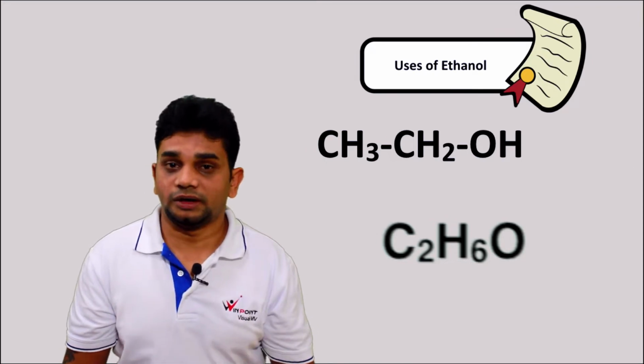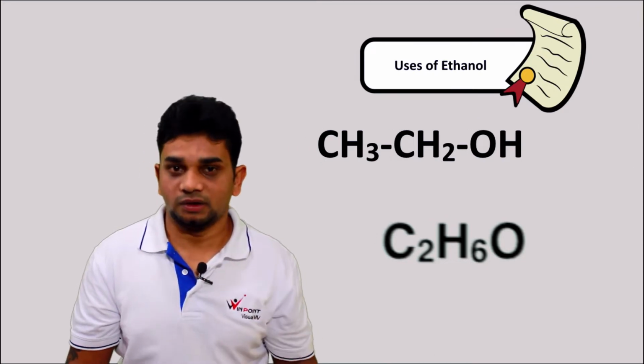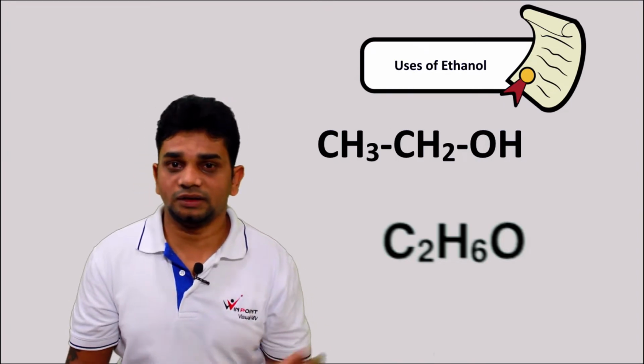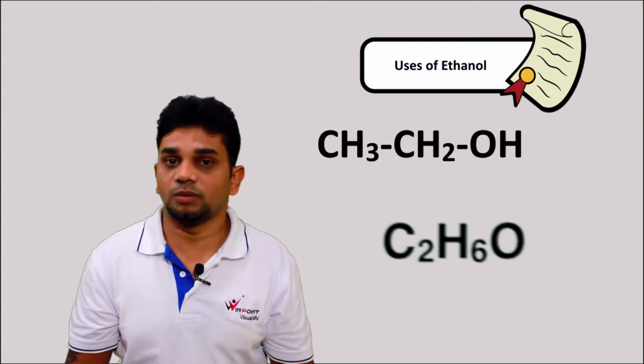You need to know how to write the formula. You need to count the number of atoms. How many carbons are there? How many hydrogen atoms are there? How many oxygen atoms are there? Then just write it. That is a chemical formula.